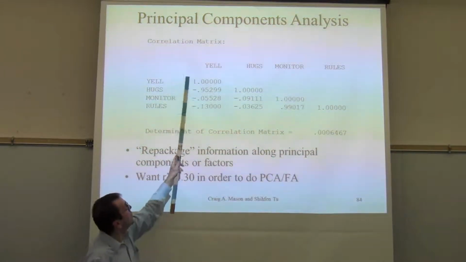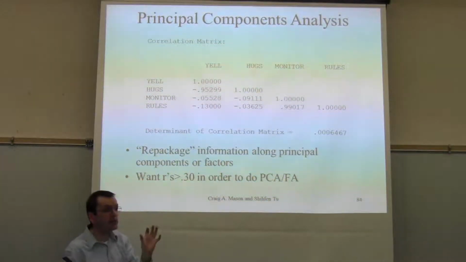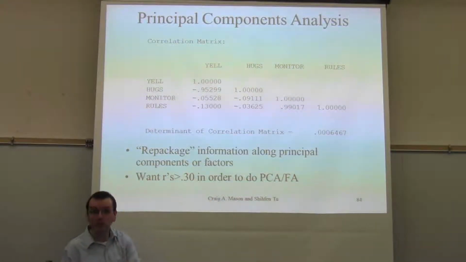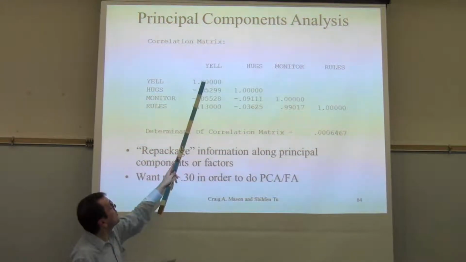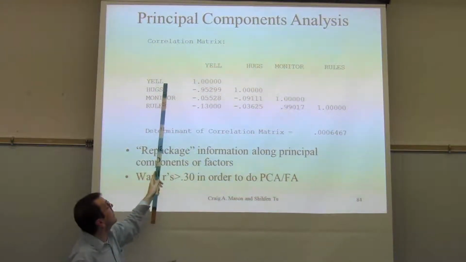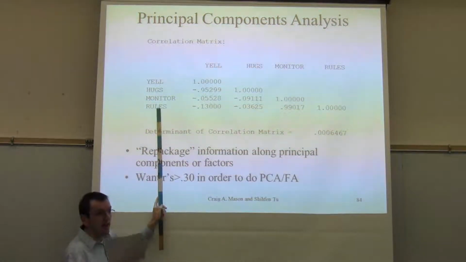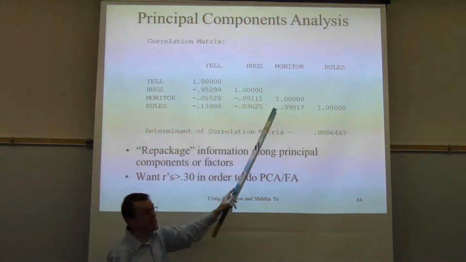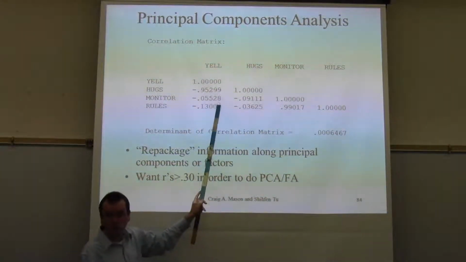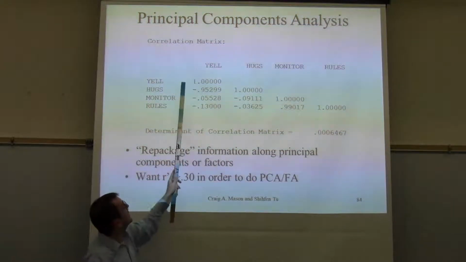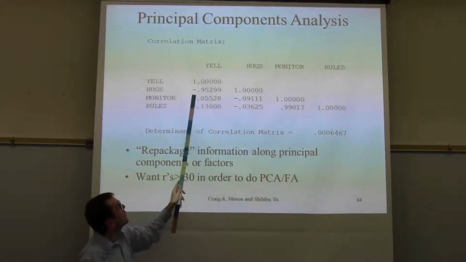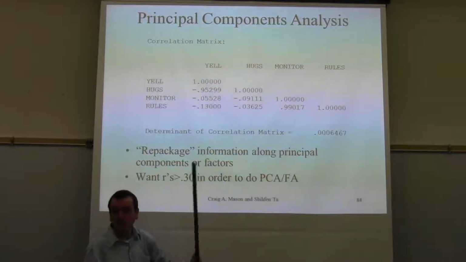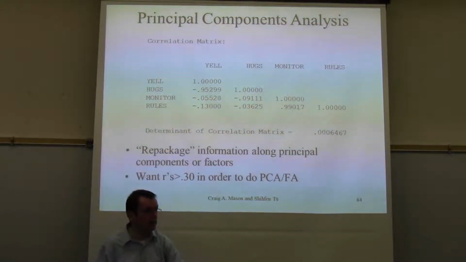So we've got these 4 variables, and can we repackage the information they contain into a small number of these factors, these principal components? Now notice, here's the correlation matrix. Yelling, how often does the parent yell, hug, monitor their child, and have rules for behavior? And as you can see, this is all made up data, because I tried to make it work this way. So we see yelling and hugging are very highly negatively correlated, negative 0.95. So the more you yell, the less you hug.